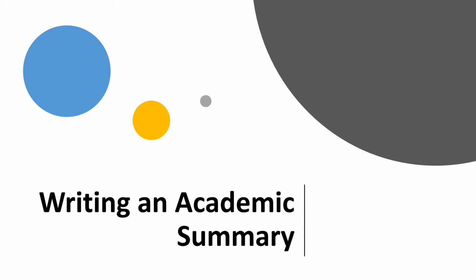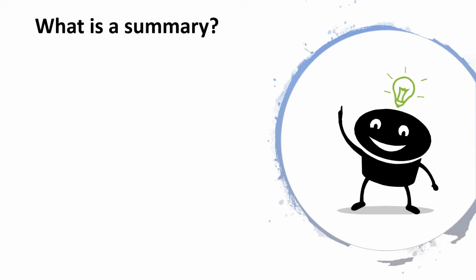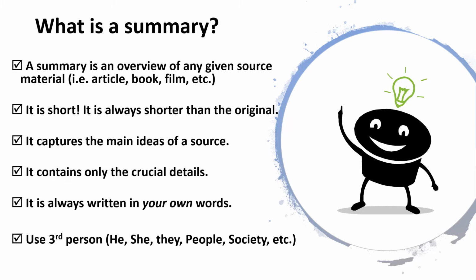Now let's talk about actually writing an academic summary. The first thing we need to do is clarify what exactly a summary is. A summary is an overview of any given source material. You might be summarizing an article or a chapter from a book or a film.